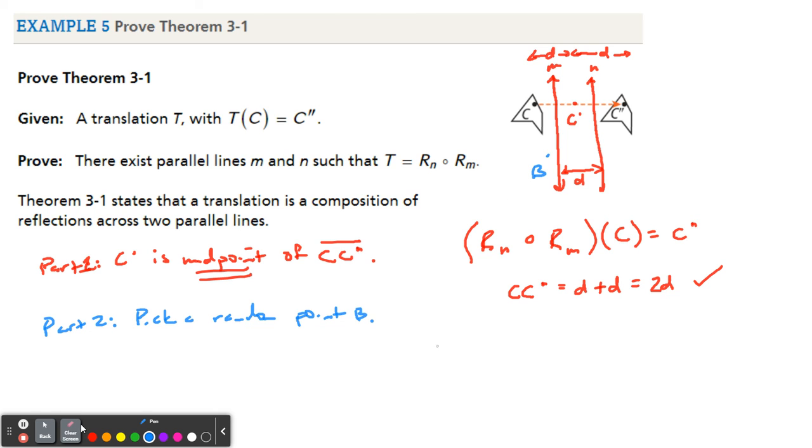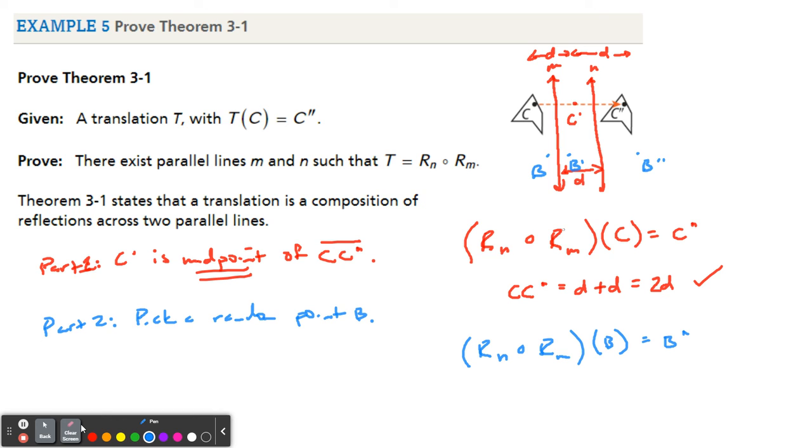So we're still going to do our reflection. We're going to go across M first and then N. So reflection of N composed with a reflection of M of B. So if I reflect B across M, it's going to go right about here. That would be B prime. And then if B prime is reflected across N, it would land about here. That'd be B double prime. Okay? So that's still going to give us B double prime.